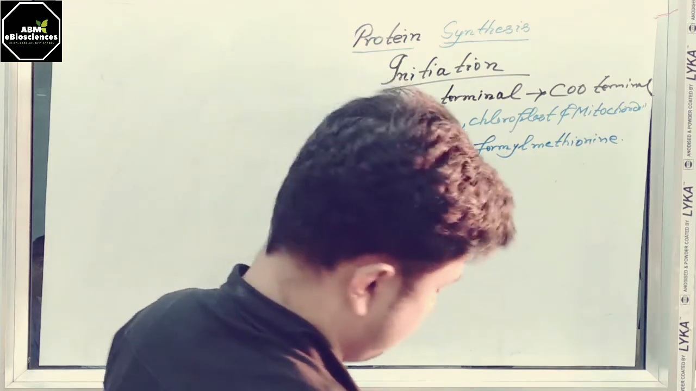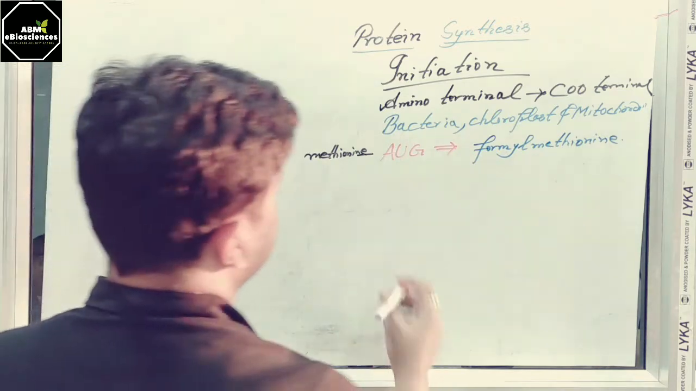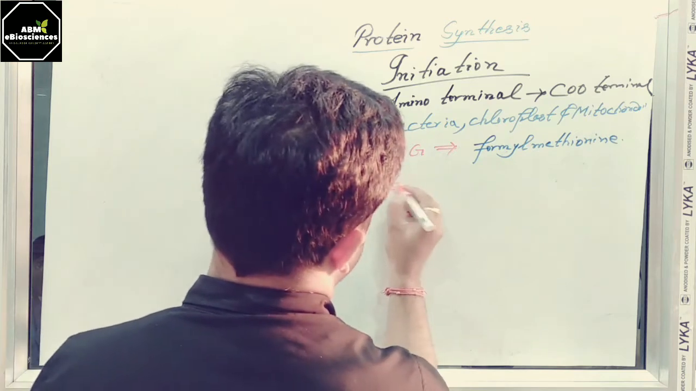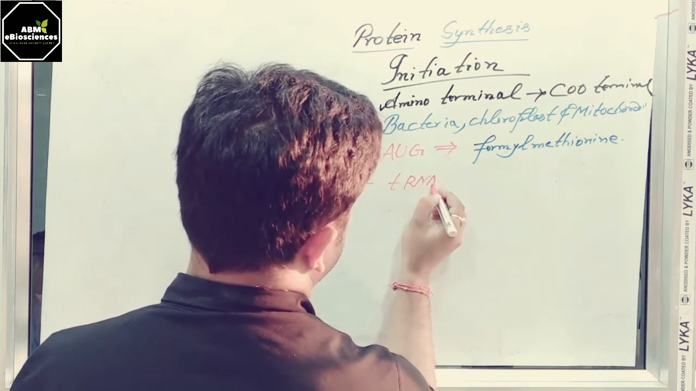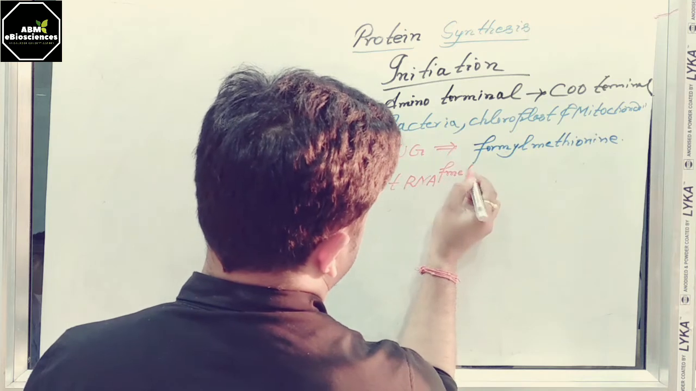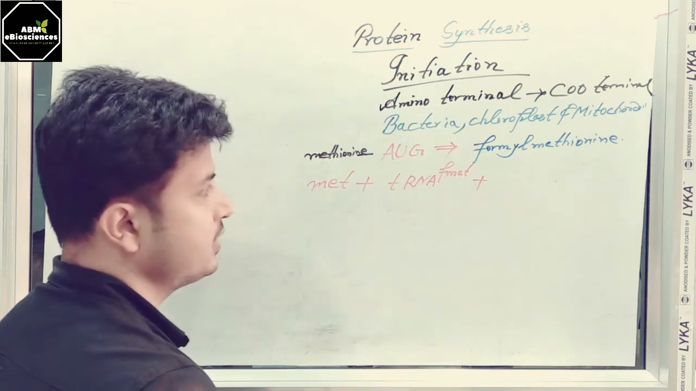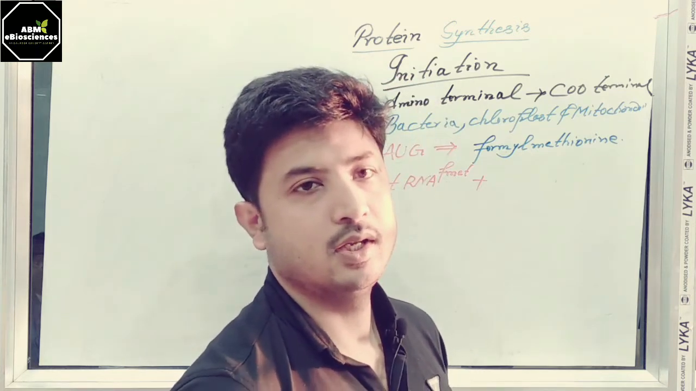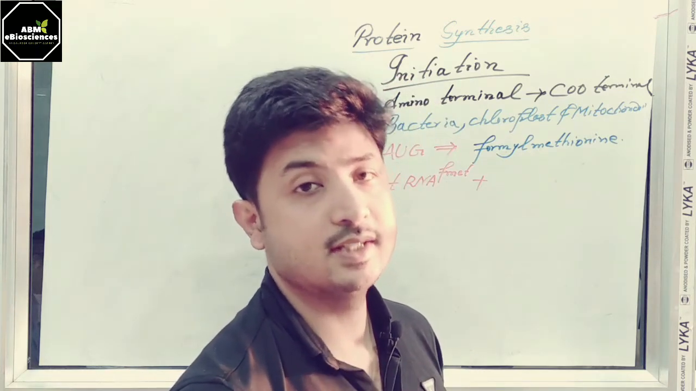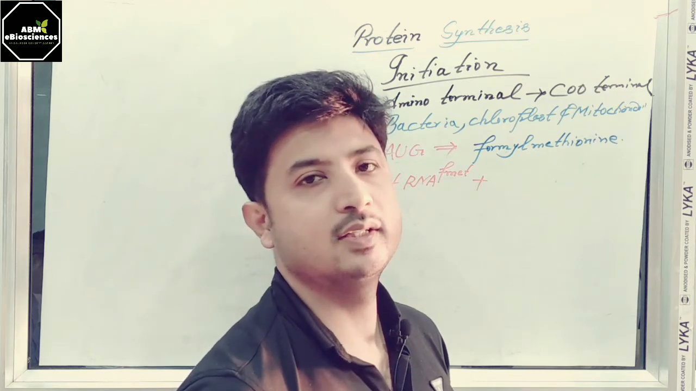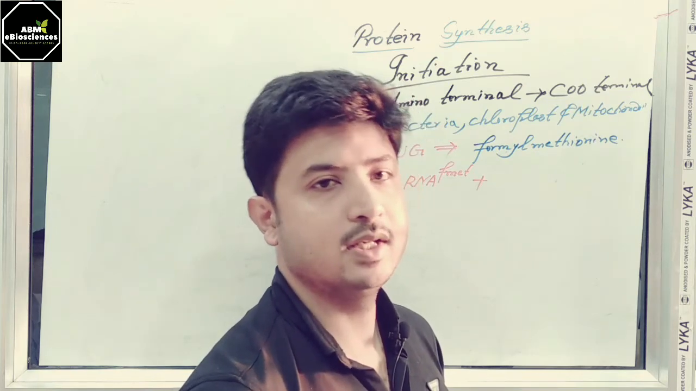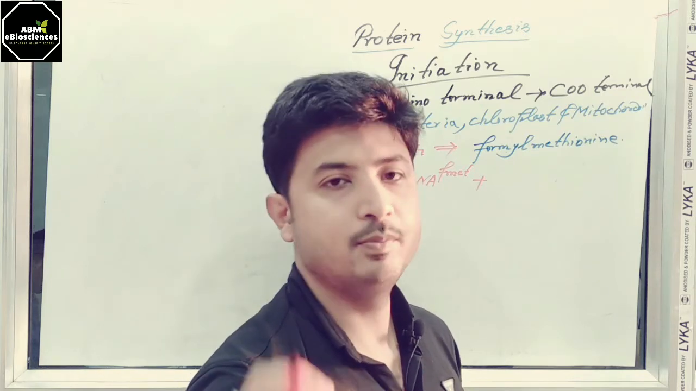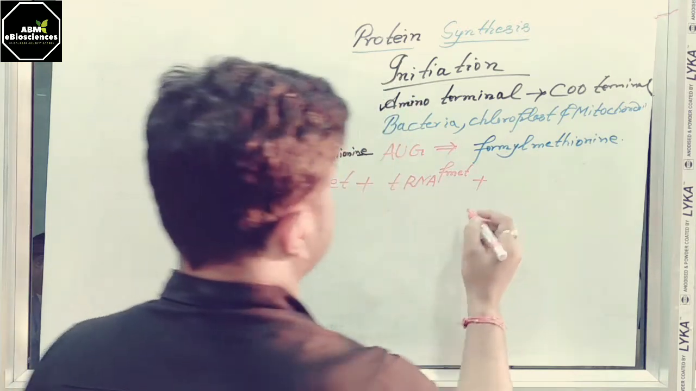If I give you an equation, it will be easy for you: methionine plus tRNA FMET. One more thing, the tRNA which is bringing the first amino acid, that is formyl methionine, is very specific as an initiator tRNA also. So the initiator tRNA, that is tRNA FMET, is specific to the formyl methionine amino acid.